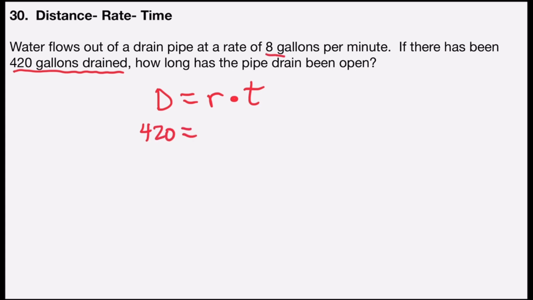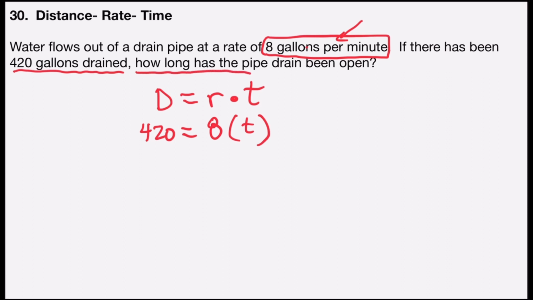The rate we're given at 8 gallons per minute. You can usually tell a rate in a word problem because of "per." Gallons per minute tells us a rate, and we're going to solve for the time. How long has the pipe drain been open? How long is a question of time.